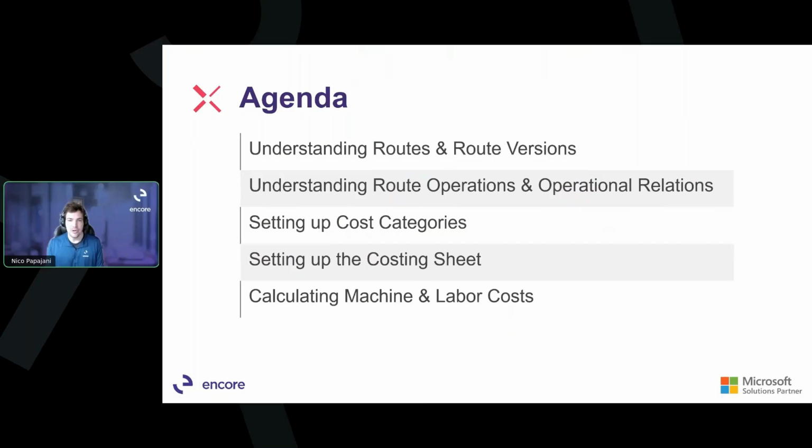So our agenda today, we're going to be talking about routes and route versions. We're going to be showing how operations work into routes and the operational relations, how cost categories fit into route operations, how the costing sheet ties into cost categories and the overall structure, and then at the end, calculating machine and labor costs for released products. So let's jump right in.